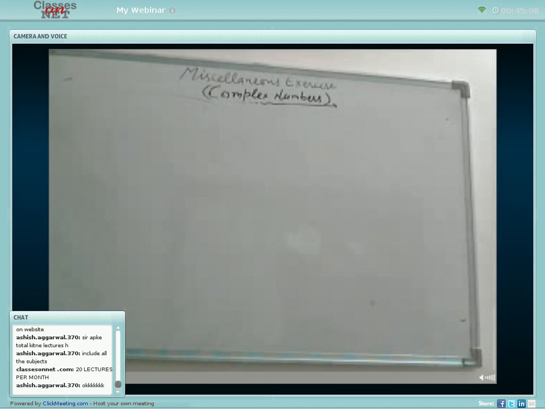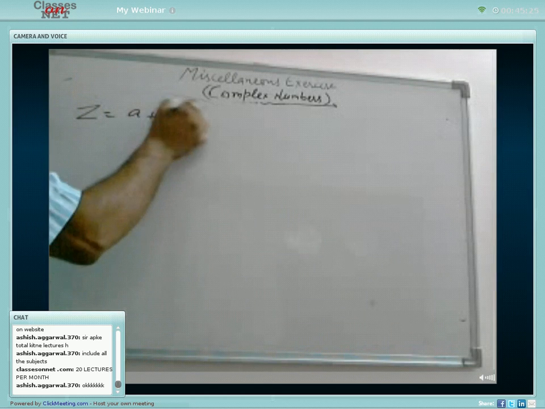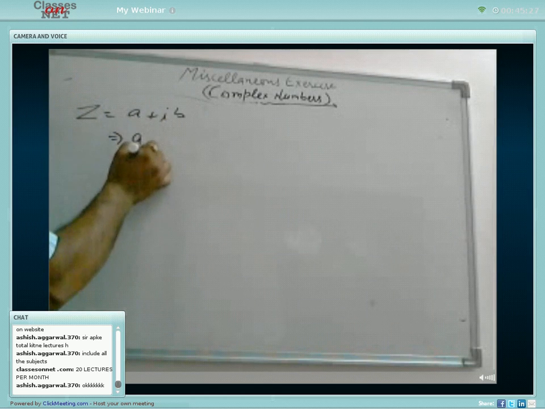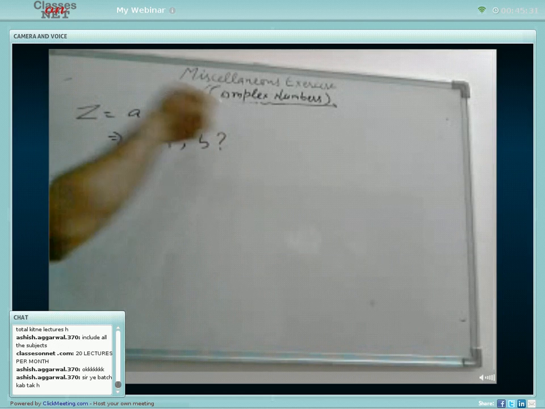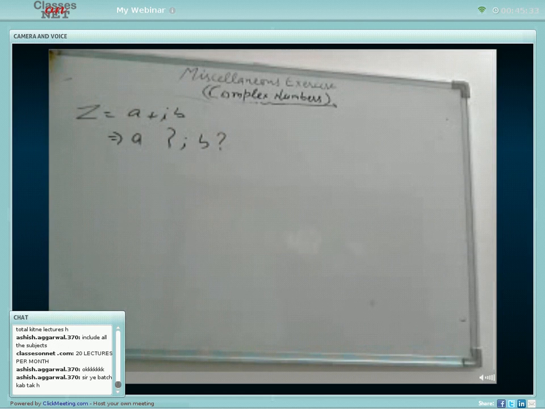13th question again same. He asks find the modulus and the argument of the complex number. Very simple. Firstly, you will express this in the standard form, that is a plus iota b. Then you will find its polar form. Once you express this in the form of a plus iota b, from there you will conclude what are the values of a and b, whether both are positive or both are negative or one negative other positive. According to that you will decide the quadrant only.